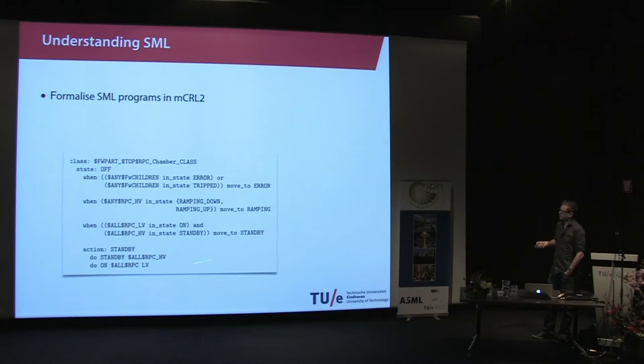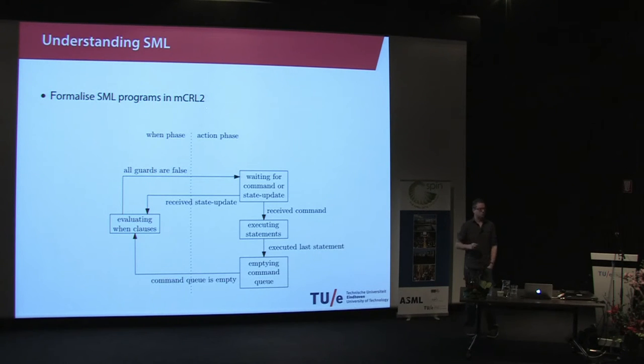Okay, so back to this particular example. If we have such a program, we would try to understand how it works in mCRL2. But first, try to understand how such programs work in general. We were explained that it would be essentially evaluating the clauses that were indicated with the states. It would be checking whether some of these clauses would actually be possible, and if so, it would be acting upon that and re-evaluating the clauses again after that.